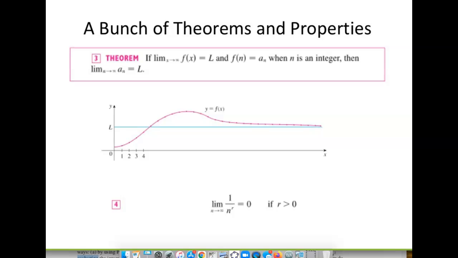All right, so a theorem. If the limit as x approaches infinity of f of x equals L, and f of n equals a sub n, where n is an integer, then the limit as n approaches infinity of the sequence is also L. All that means is if we look at the sequence, which is a bunch of discrete dots, as a function, right? It's this non-continuous function here.